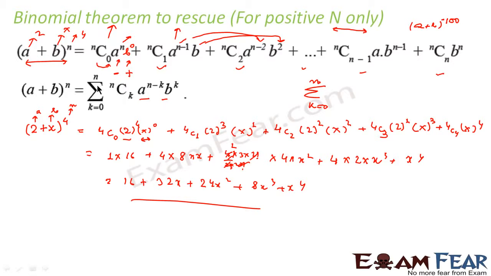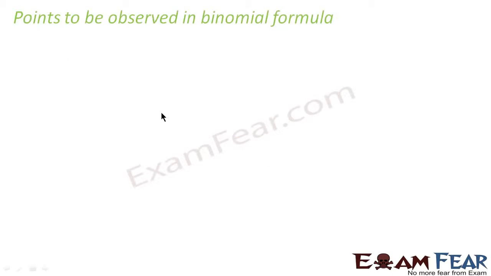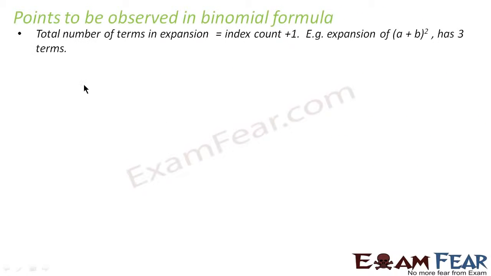(a plus b) to the power n is equal to the summation, k equal to 0 to n, of nCk, a to the power n minus k, b to the power k. Also, there are some points to be noted in this formula. Here are some points to be observed. The total number of terms in the expansion is index count plus 1. For example, when you say expansion of (a plus b) to the power 4, this should have 4 plus 1, that is 5 terms.